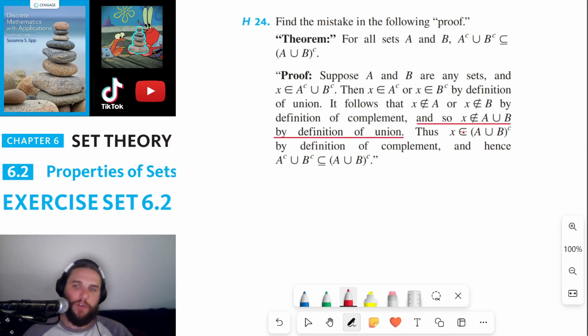And so the ultimate flaw of this proof is the conclusion that X is not an element of A union B by the definition of union. That is not the definition of union.